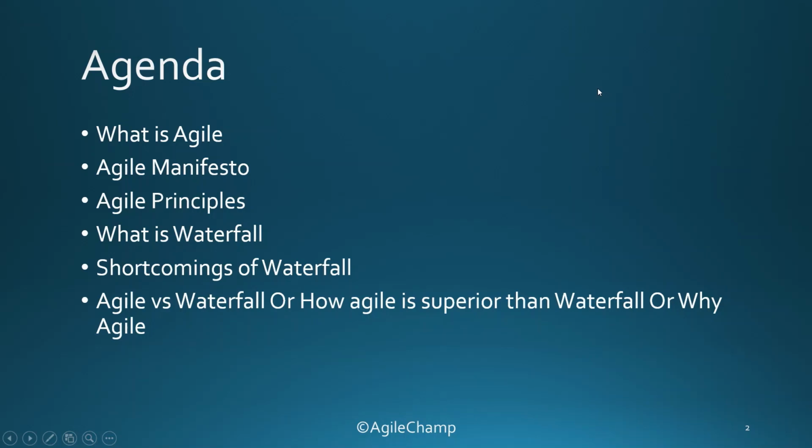Let's discuss what is waterfall. Waterfall is a linear or straightforward or sequential model for software development. It follows a top-down approach. It has various phases, for example, requirements gathering, then system design, then implementation, then integration and testing, then deployment of system or software, then maintenance.